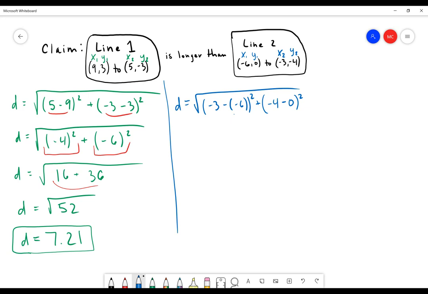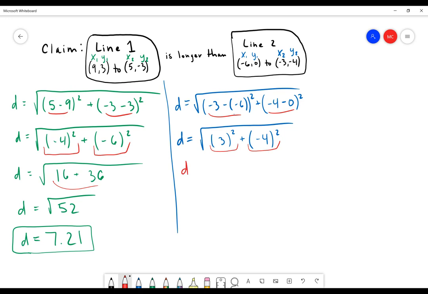So I'm going to first simplify inside here. This tells me that d is equal to the square root of negative 3 minus negative 6, which is the same thing as negative 3 plus 6. And negative 3 plus 6 is 3. So I'm doing 3 squared plus negative 4 minus 0, which stays as negative 4 squared. And now I am going to simplify my terms with the exponents.